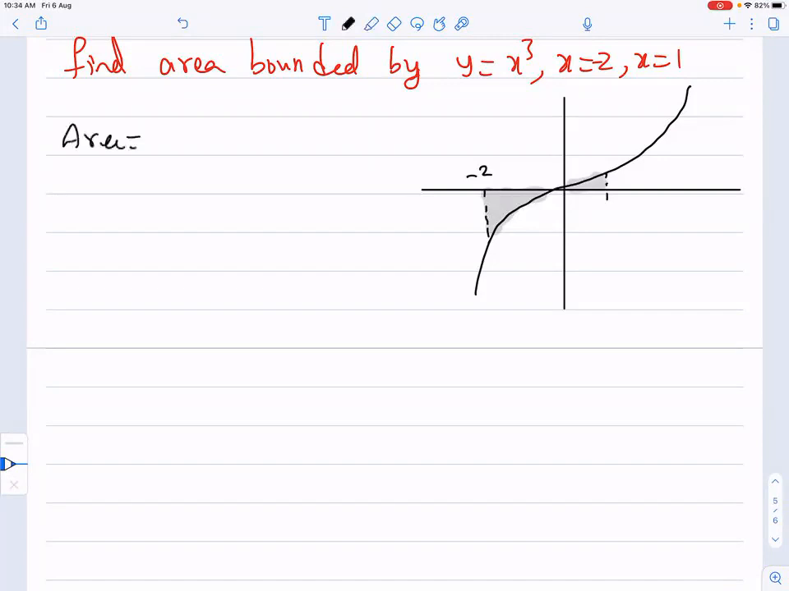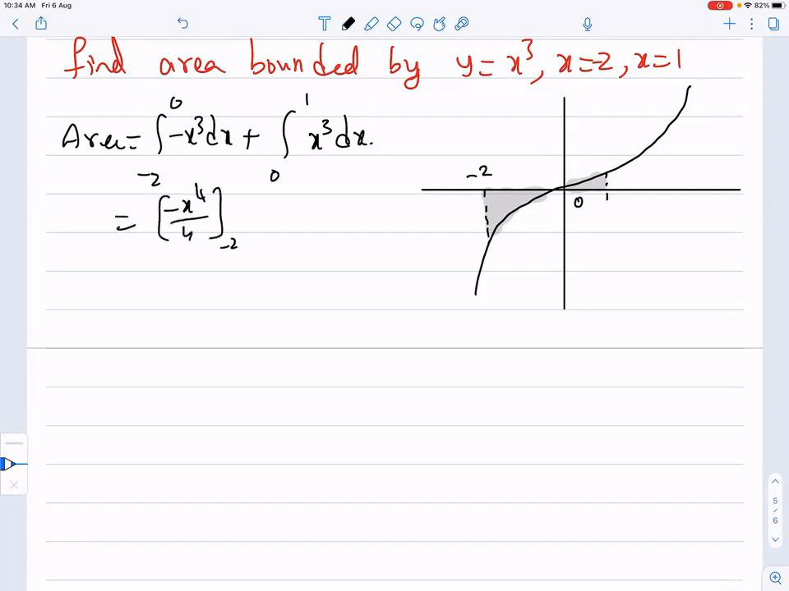Area is from minus 2 to 0, minus x cube dx, we need that area, and 0 to 1 x cube dx. Correct, students? That is minus x raised to 4 upon 4, limits are from minus 2 to 0, plus x raised to 4 upon 4 from 0 to 1. So this will give you 16 upon 4 plus 1 upon 4, 17 upon 4. That's your answer. Please write it down.